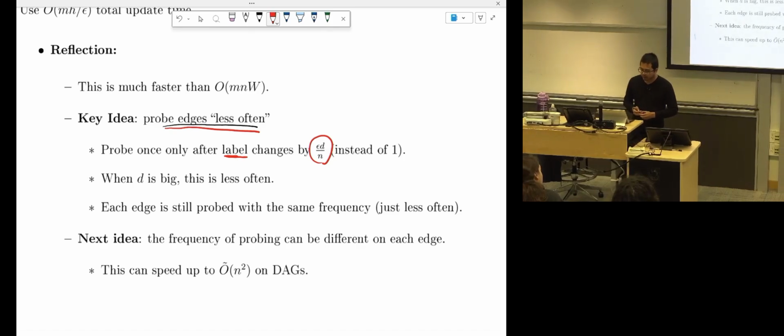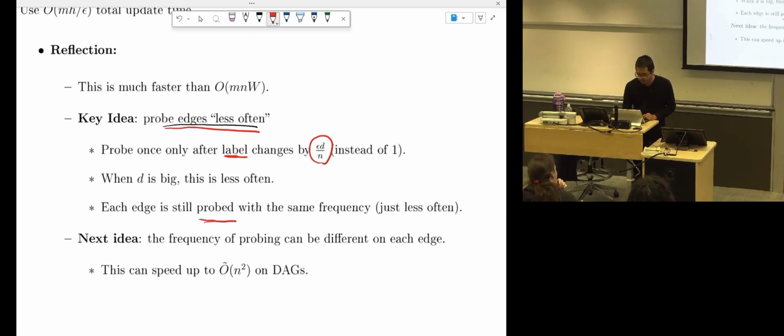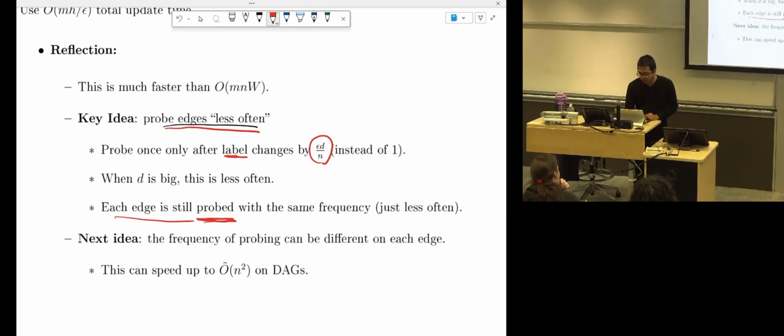But the algorithm was just probing each edge. Each edge is still probed with the same frequency. And today, the key idea is that we don't need to probe every edge with the same frequency, and it will speed things up.